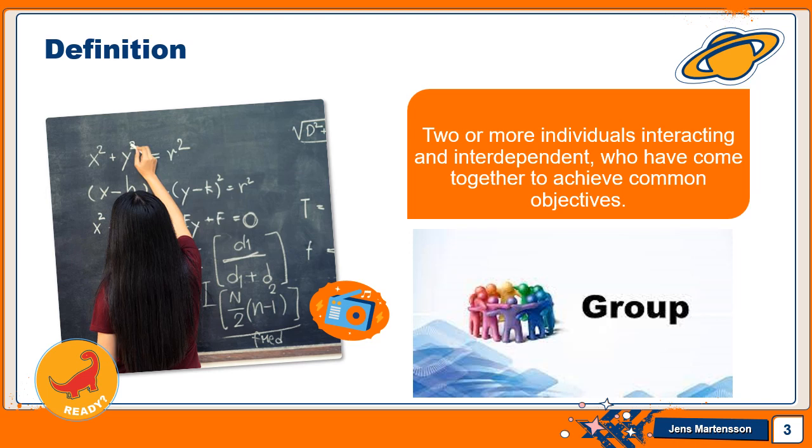When there are two or more people working together and they are having relationship and they are interacting and communicating with one another, and they are also interdependent. Interdependent here means they are relying and depending on one another in order to perform their job, and they have common objectives, which means that they have the same goals to achieve. Okay, their goal is to complete the task. Their goal is to pass the subject. So they are called as a group.